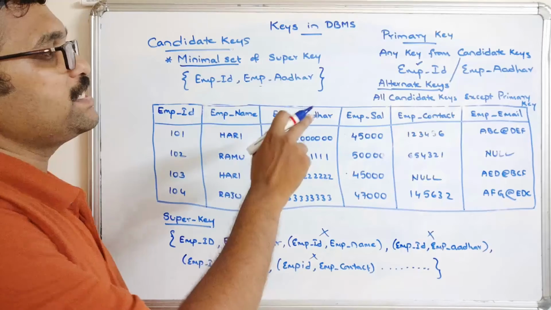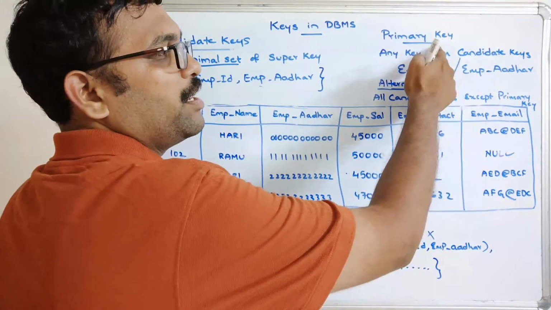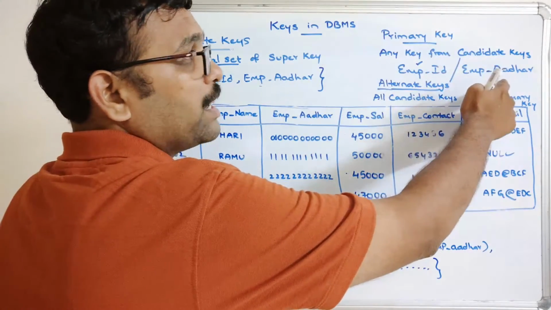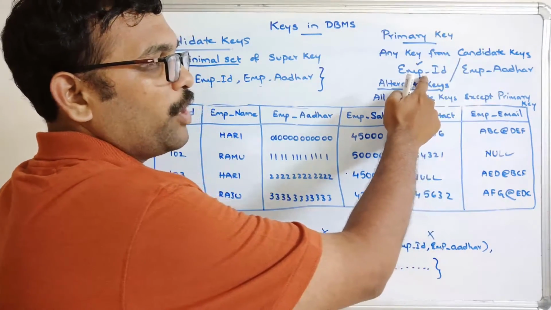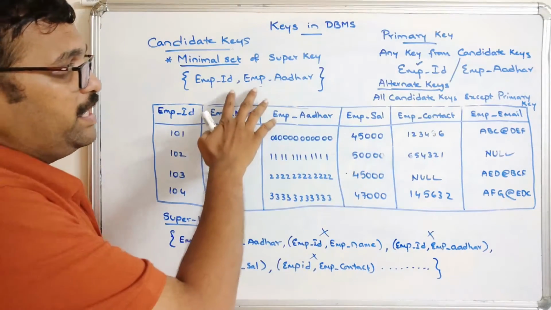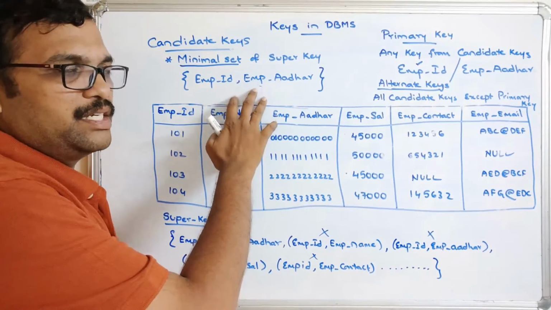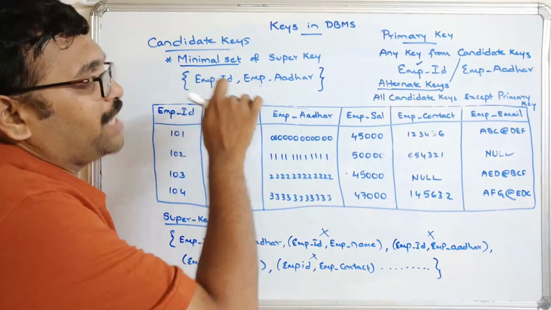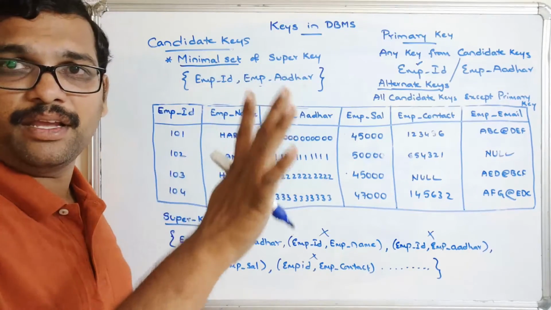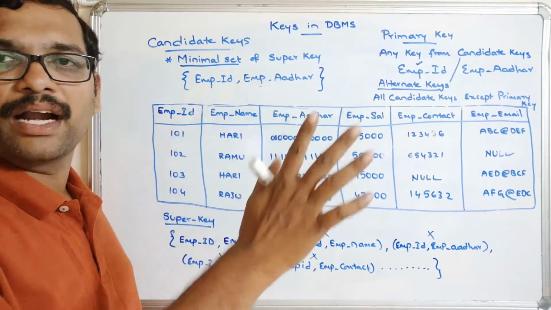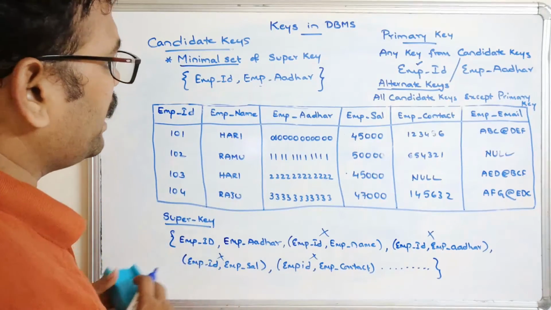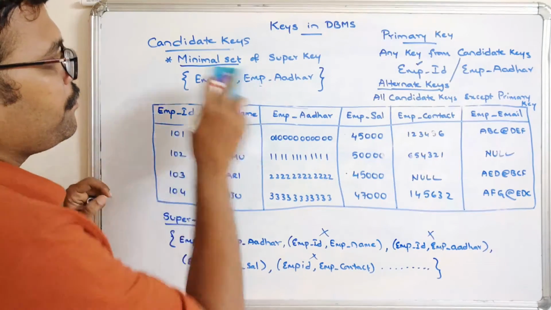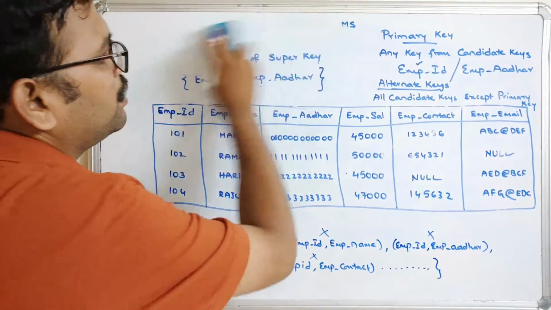That means in this example, if you consider employee ID as a primary key, you can consider employee Aadhaar as an alternate key. If you consider employee Aadhaar as a primary key, you can consider employee ID as an alternate key. So whatever keys are available in candidate keys will be considered as alternate keys except the primary key, because among those candidate keys we are selecting one key as a primary key. So automatically the remaining keys will be alternate keys. Okay, and the next one is a unique key. Okay, I will erase this one.